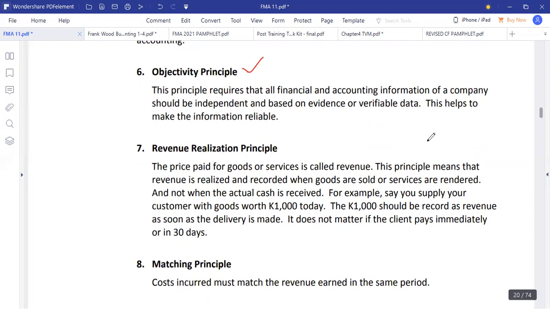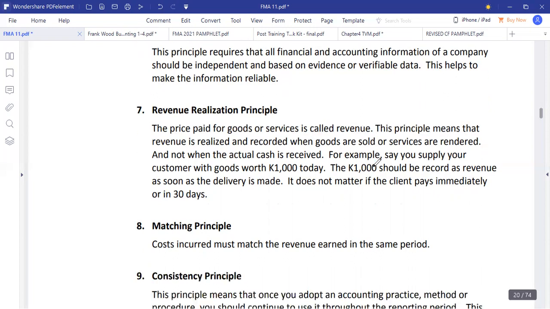Then the revenue realization principle simply states that the price which you paid for the goods or services is called what? Revenue. And this principle means that revenue is realized and recorded only when the goods are sold or services are rendered, and not when the actual cash is received. So, for example, when you supply a customer with goods worth 1,000 today, the 1,000 should be recorded as revenue as soon as the delivery is made. It doesn't matter if the client pays immediately or after 30 days. So this is the revenue realization. You only record when you deliver.